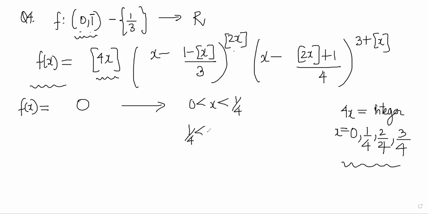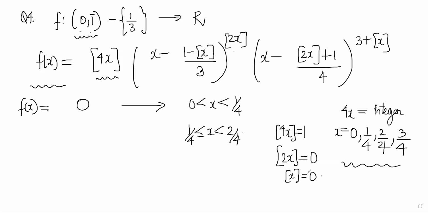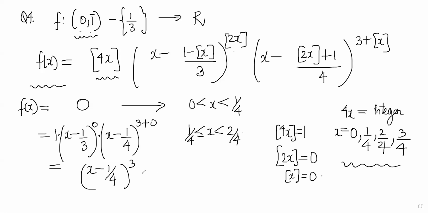Now what happens when x is from 1 by 4 to 2 by 4? If x is less than 2 by 4 but greater than 1 by 4, in that case GIF of 4x will be 1. GIF of 2x would be 0, right? And GIF of x is anyway 0, right? So in this case, when you write the function, this part becomes 1. You have 1 times GIF of x, which is 0. So you have x minus 1 by 3 whole power GIF of 2x, which is 0. And then you have x minus GIF of 2x, which is 0. So x minus 1 by 4 whole power 3 plus 0. So the function in this case is becoming x minus 1 by 4 power 3. That is the function when x goes from 1 by 4 to 2 by 4, right?